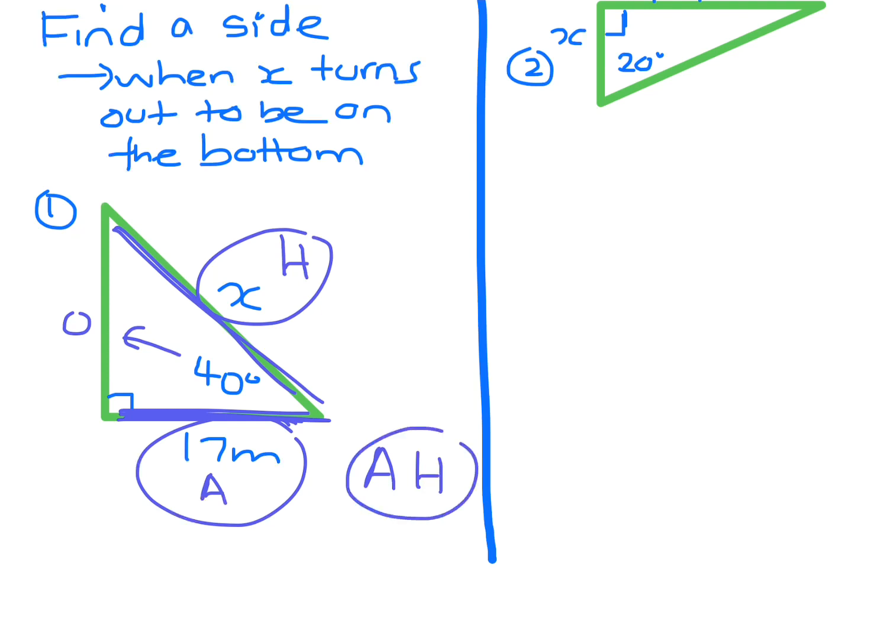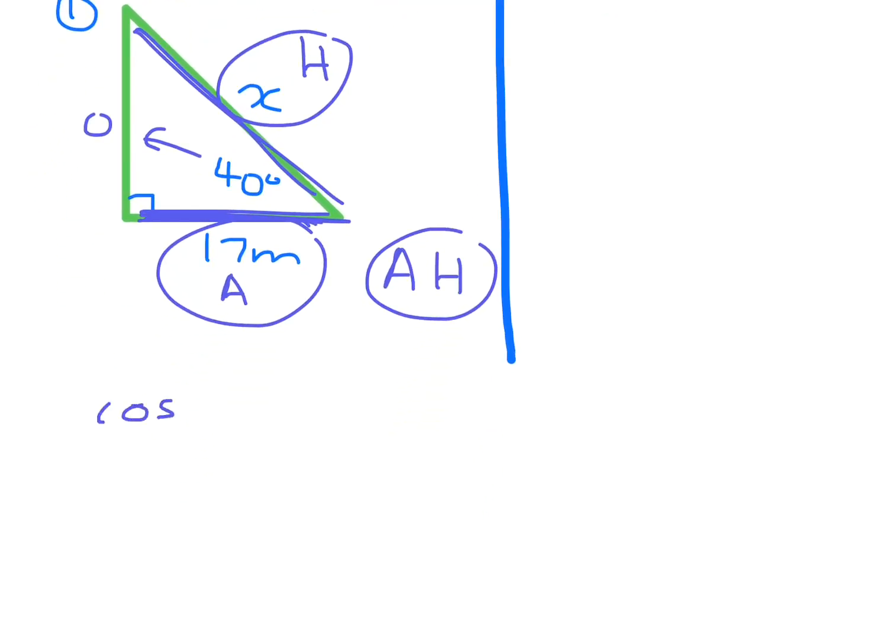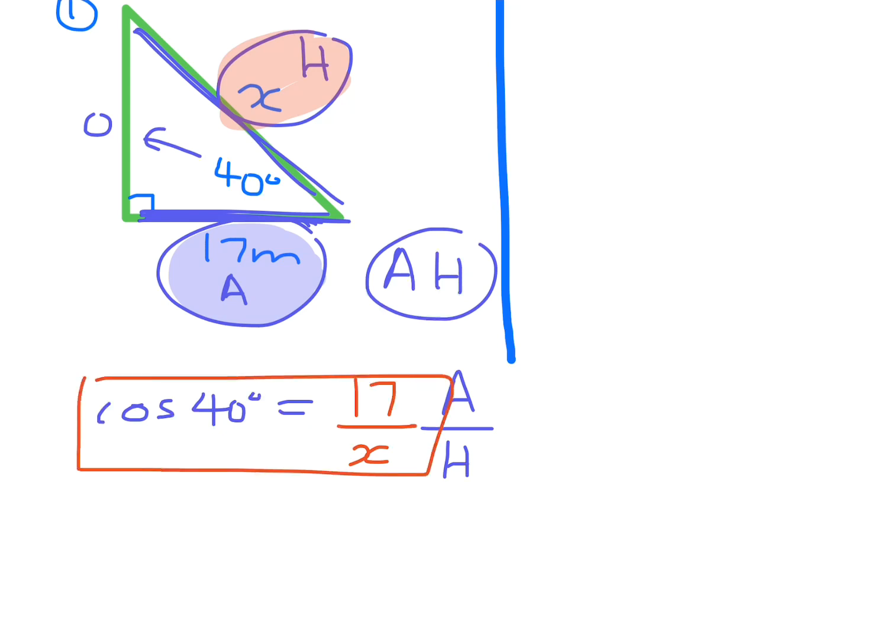Now we need to set it up. So setting it up, we go cos of the angle, which is 40 degrees, equals, now it is A over H. So when you go to identify where the A is, the 17, that has to come first, and the H is the X. So that means it would be A, which is 17, over H, which is X, and X turns out to be on the bottom.